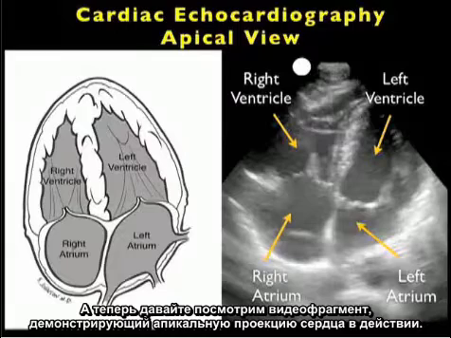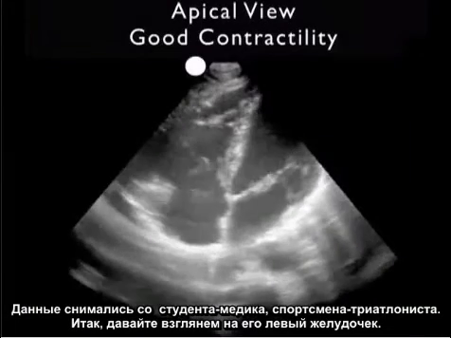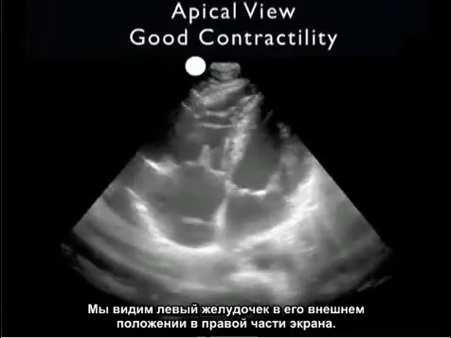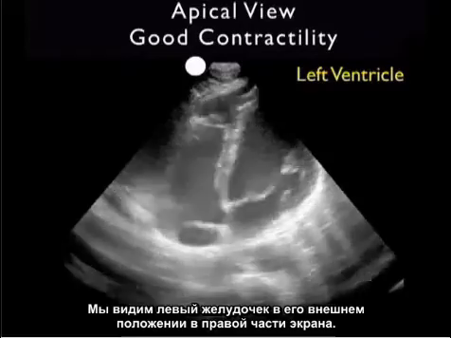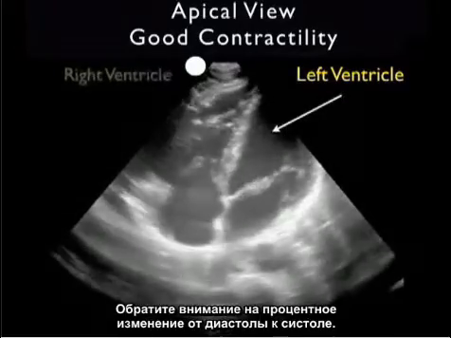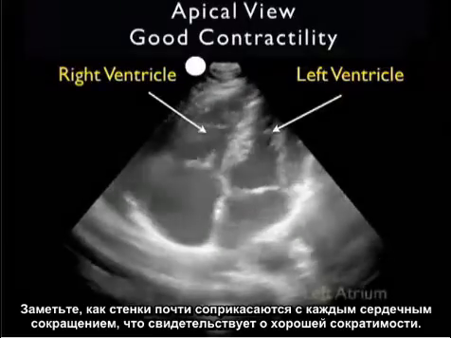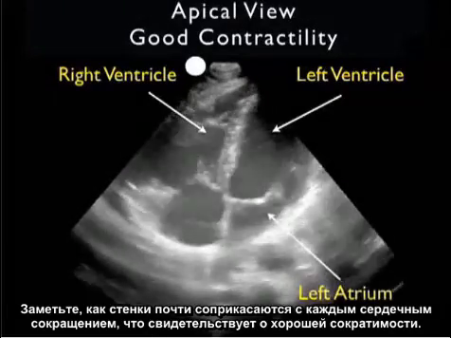Now let's take a look at a video clip showing the apical view of the heart in action. This is taken from a medical student triathlete, so let's take a look at that left ventricle. We see the left ventricle in its more superficial location to the right of the screen. Notice the percentage change from diastole to systole. Note the walls almost touch with each heartbeat, indicating a good contractility.